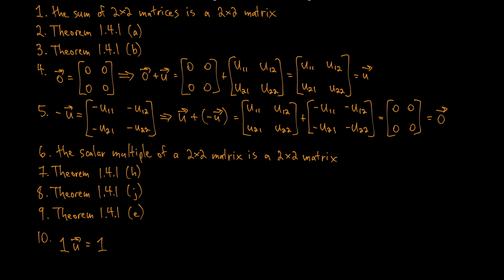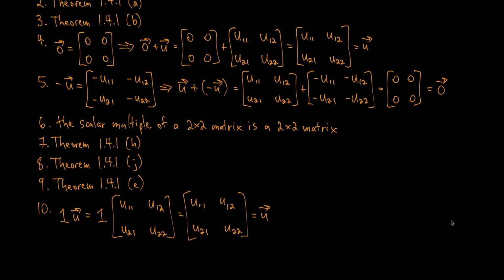And then for number 10, we just have to check that 1 times u is still going to be u. So notice that's just going to be 1 times u11, u12, u21, u22, which is just 1 times each of the components. So we just get u11, u12, u21, u22, which is just u. So this thing is a vector space.